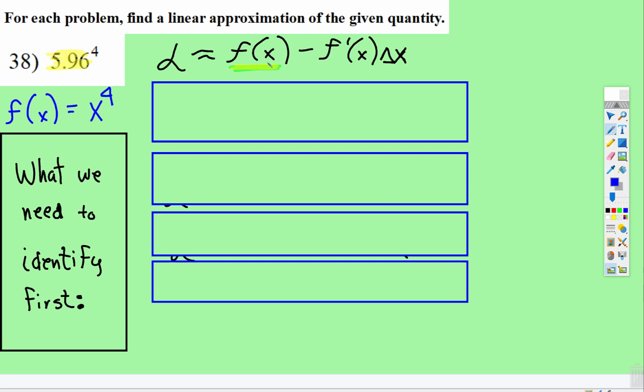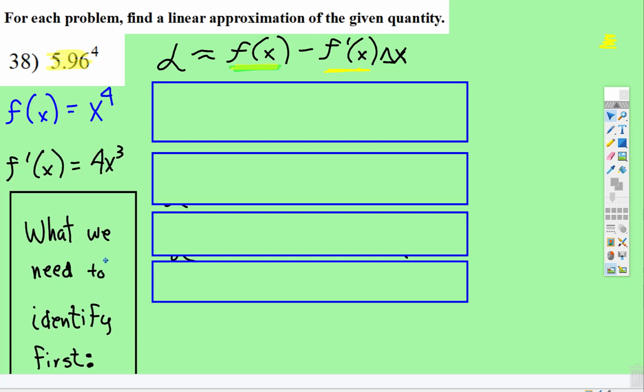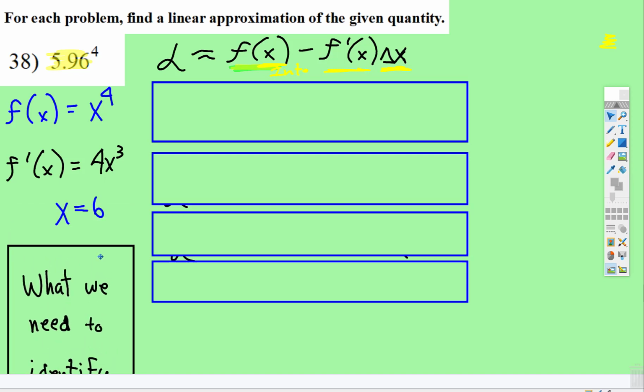We're also going to need to know the value for x. We also need to know the derivative. The derivative of x to the fourth is 4x cubed, and then we need to know delta x. But before we can figure out delta x, what is the x value? We want it to be an integer. So the integer that 5.96 is closest to is positive 6.